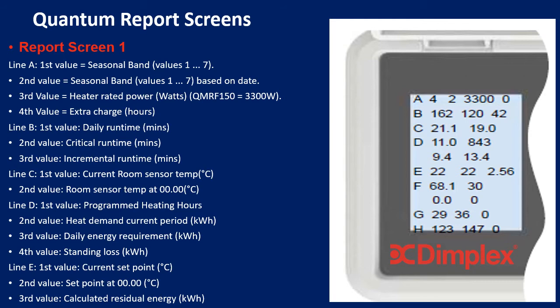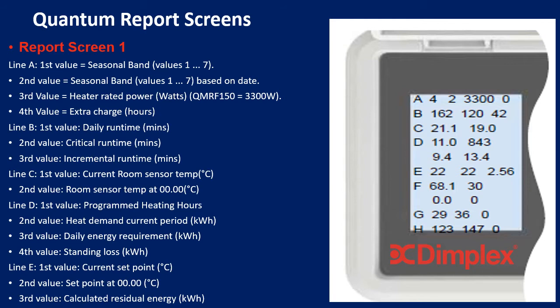Line B, first value, is the daily runtime in minutes. The second value is the critical runtime in minutes. The third value is the incremental runtime in minutes. Line C, first value, is the current room sensor temperature. The second value is the room sensor temperature at midnight.